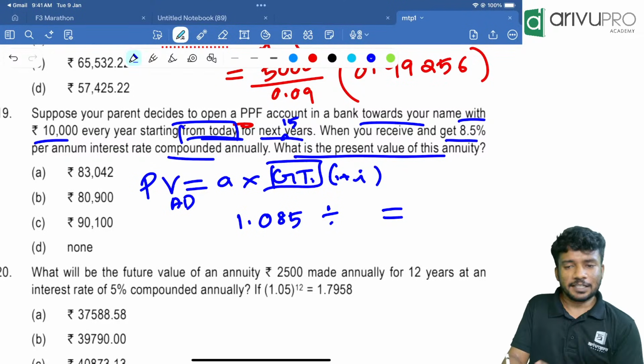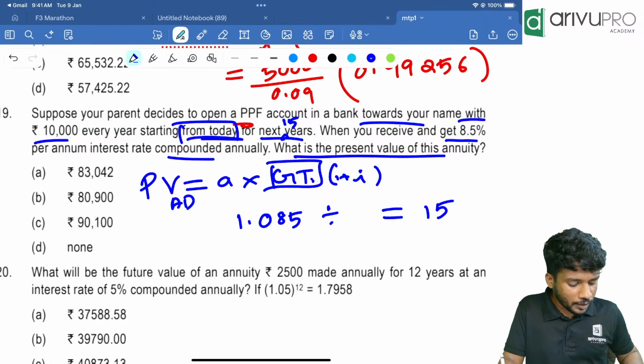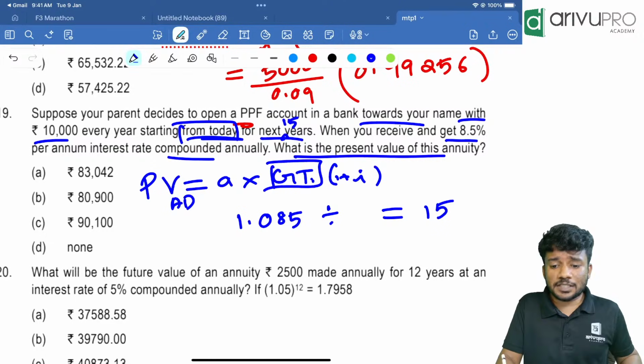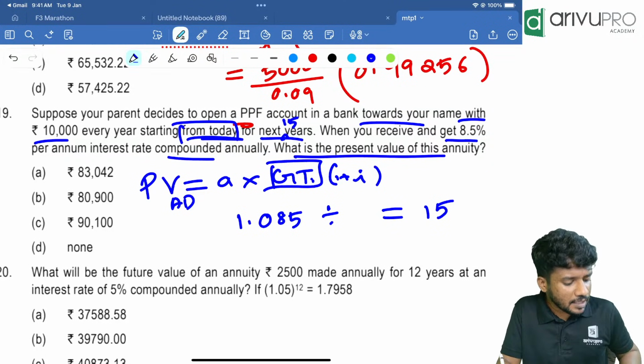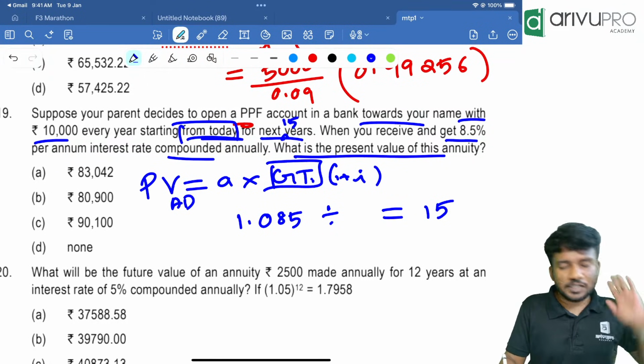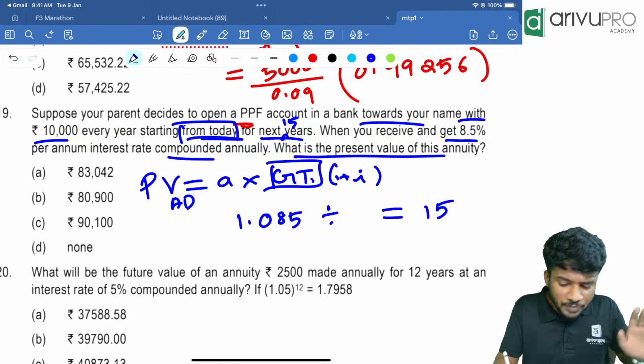So divide, then click equal to how many years? 15 times. Take your calculator. 1.085. Then click divide. Equal to how many times? 15 times itself we need to click. 1, 2, 3, 4, 5, 6, 7, 8, 9, 10, 11, 12, 13, 14, 15. Then click GT. You would have got 8.3042 something.